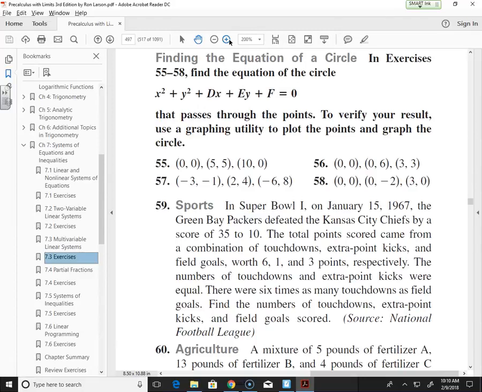What's the last one? We need 3 equations in order to get 3 unknowns. You know the score! 35-10. So how many points per touchdown? 6. How many points per extra kick? 1. How many points per field goal? 3. Yes. What's the overall score? The overall points, 45. There we go. There are your systems of 3 equations.